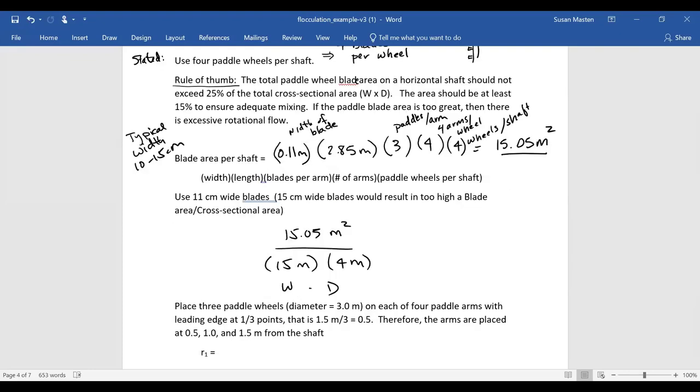So now I want to calculate this ratio of my cross-sectional area of the blades to the cross-sectional area of my basin, and it's my width times my diameter because it's cross flow. So because it's the cross flow, I'm going to use the width times the diameter. And that is equal to 0.25 or 25%. So it's right at the maximum. Had I chosen a blade larger than 11 centimeters, or if I had chosen a 12 centimeter blade, I would have had excessive rotational flow. So I would want to reduce it. So basically, like I said, this is an iterative process.